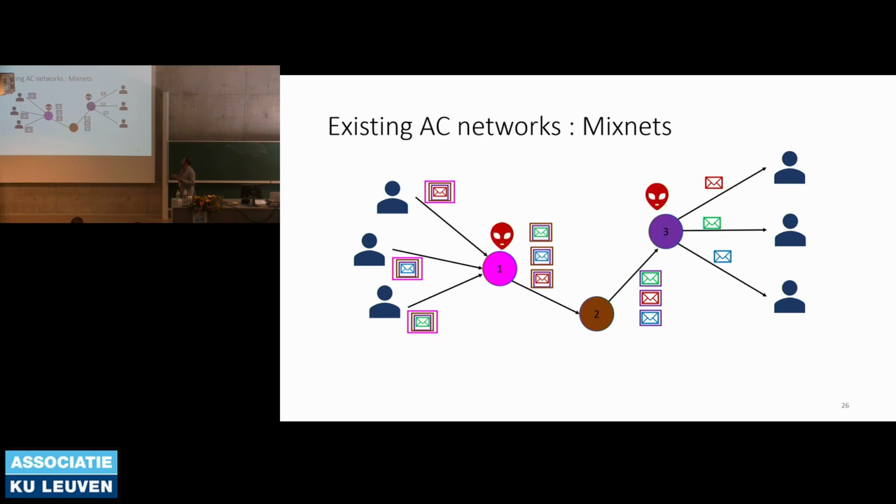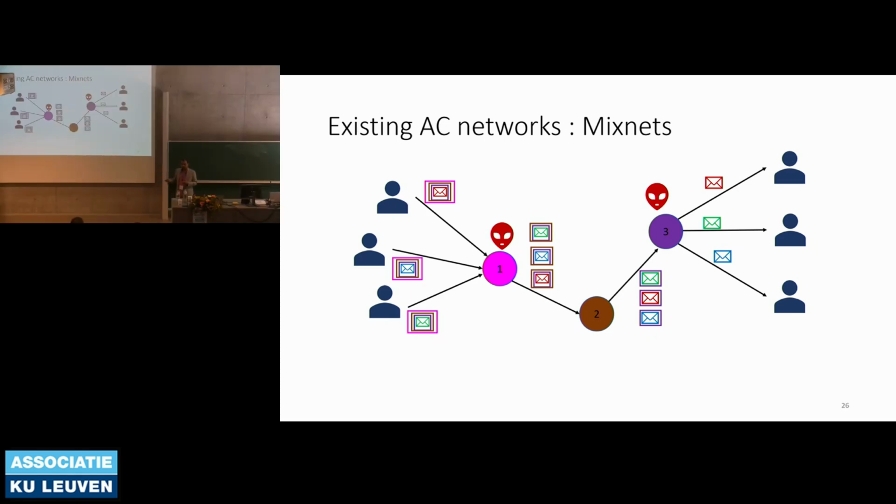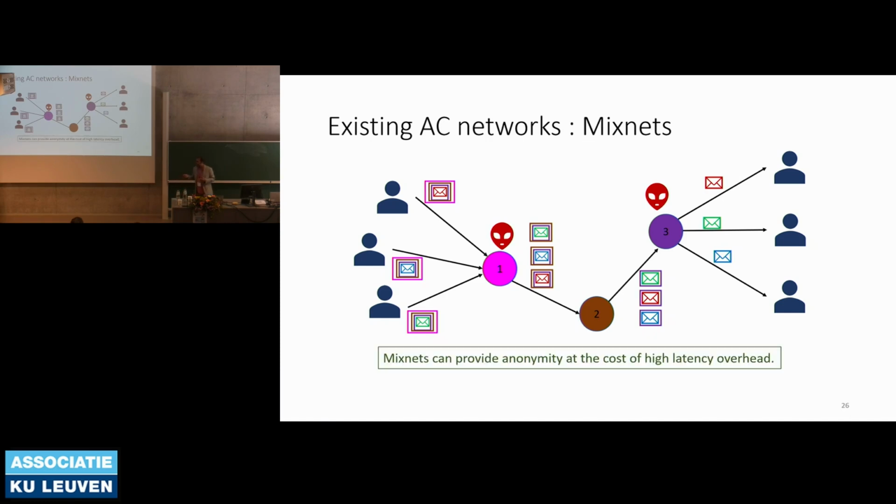And even if two of the nodes are dishonest or compromised, as long as at least one of them is honest, they cannot figure out this pattern. They cannot have traffic correlation. And since you're explicitly adding this delay, you are basically introducing latency overhead.